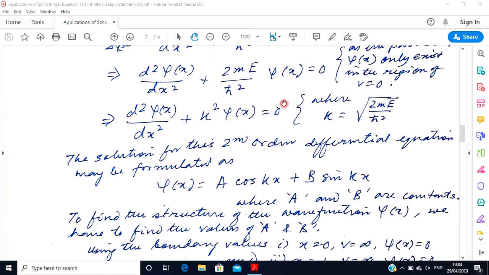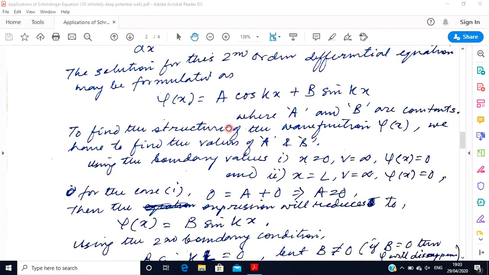And of course, we know the solution, the probable form of psi(x) may be psi(x) equals A cos kx plus B sin kx, where A and B are two constants. And we have to find the values of A and B to find the proper or exact form of psi(x). How to find this? So we are going to consider the boundary values.